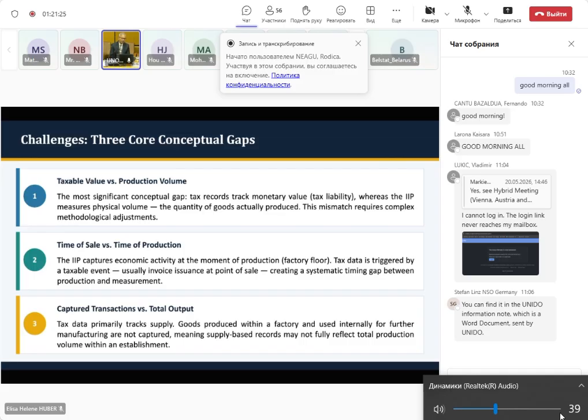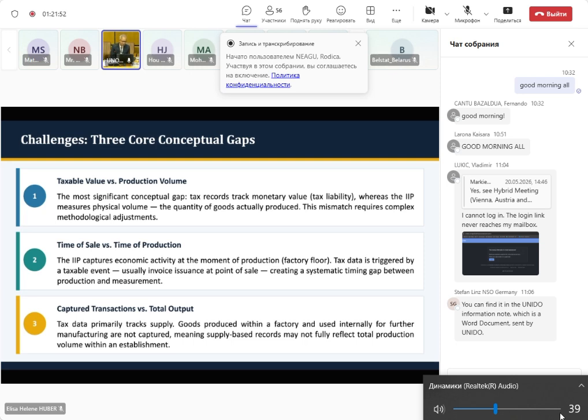The second important aspect is the time of sale versus time of production, because a factory may produce an item but it is still lying in their inventory. You will pay tax only when it goes out. So there is a lag between production time and the sale time. What are the ways in which this can be taken care of? That is the second conceptual question that we have to answer.